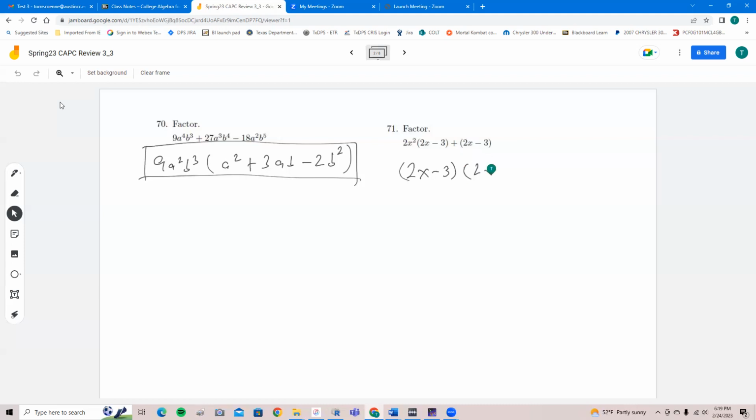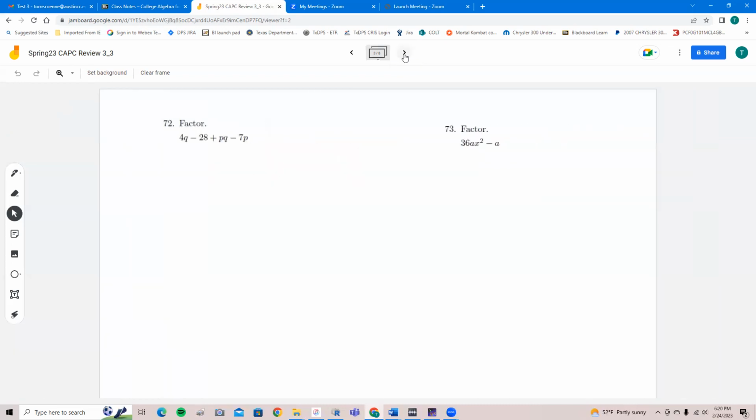What's left? 2x squared plus 1. Because again, if I divide this by 2x minus 3, I'm left with the 2x squared. If I divide this by 2x minus 3, I'm just left with 1, because something divided by itself is 1. And I believe that's it for this one. But that was a one-step problem. No sweat. Okay. Next.